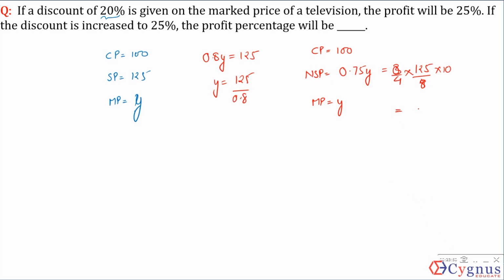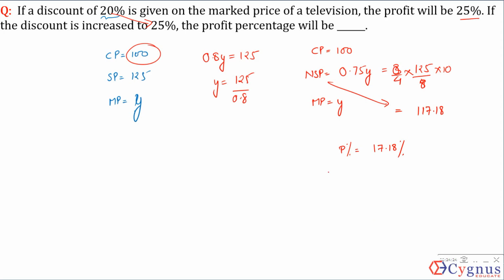This comes out to be how much? 117.18. So the new selling price becomes 117.18. And what was the cost price? It was 100. So definitely the profit will reduce here because you have increased the discount percent. So what's the profit percent now? Can we say 17.18%? Earlier, the profit was 25. Since you have increased the discount percent from 20 to 25, definitely the profit percent will reduce. So it becomes 17.18.